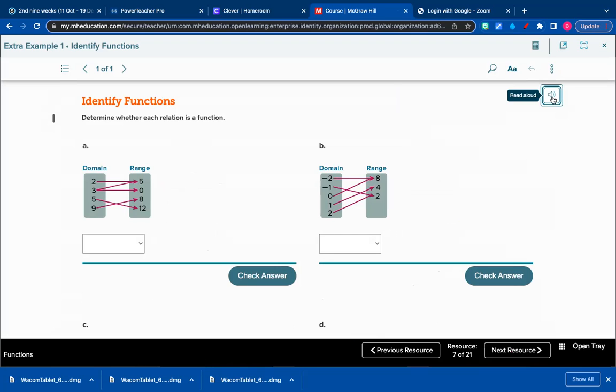So let's determine whether each relation is a function. Let's look at A. So 2 is mapped with 5. Look at 3. 3 is a little frisky. 3 is mapped with 5 and 0. That is not cool. That's not a function. Let's look at this one. -2 is mapped to 8. -1 is mapped to 2. 0 is mapped to 8. 1 is mapped to only 4. 2 is mapped to only 2, right? Every element in the domain is mapped to only one element in the range. So that is a function, okay?